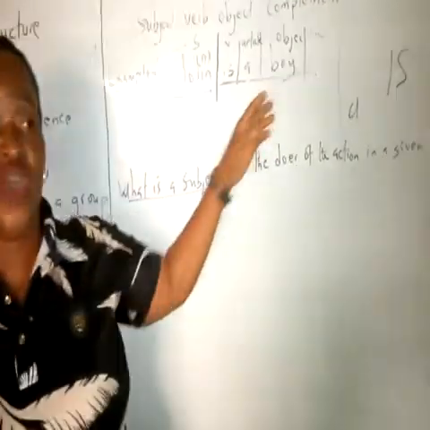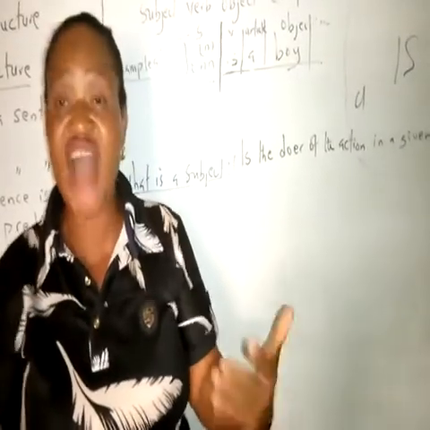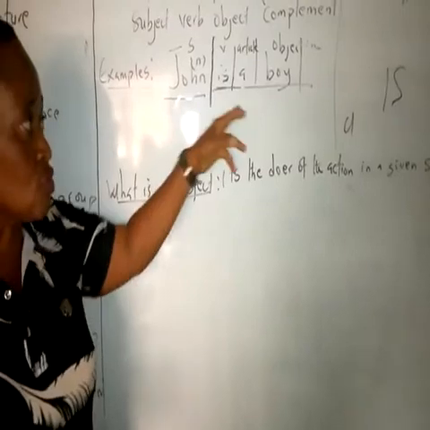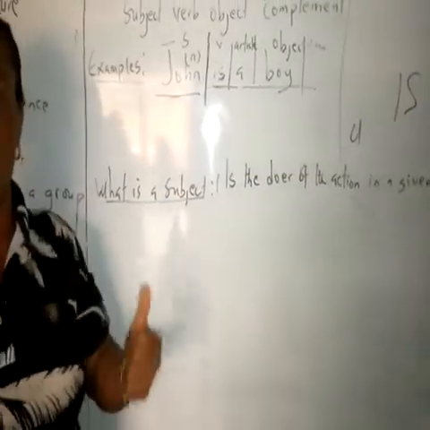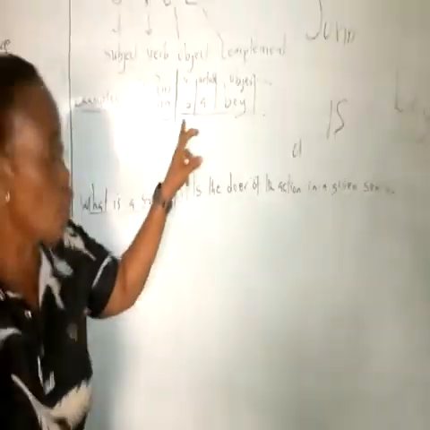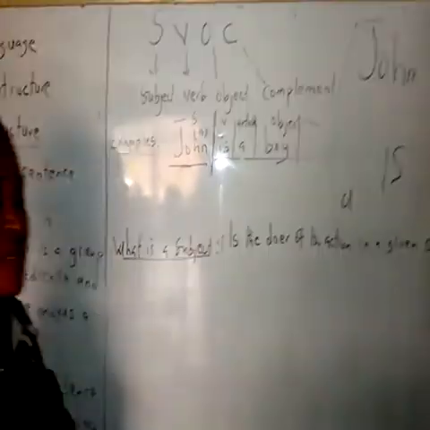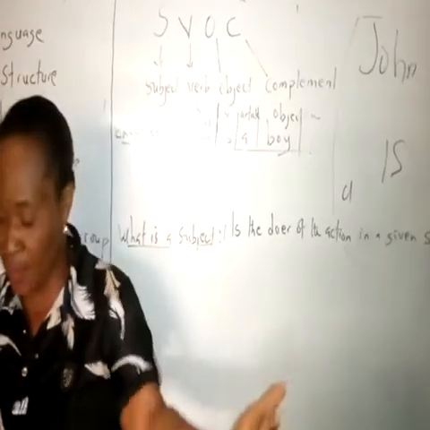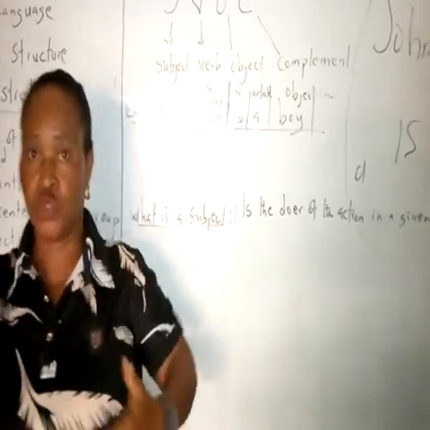Now the question is, what is an object? An object is the word that accepts the action done by the subject. It is the given word that accepts the action done by the subject. It's just like John kicks the ball to the man. John kicks the ball to the man. Who receives the action? The man. It's just like a man standing like this and receiving the ball being kicked towards him.